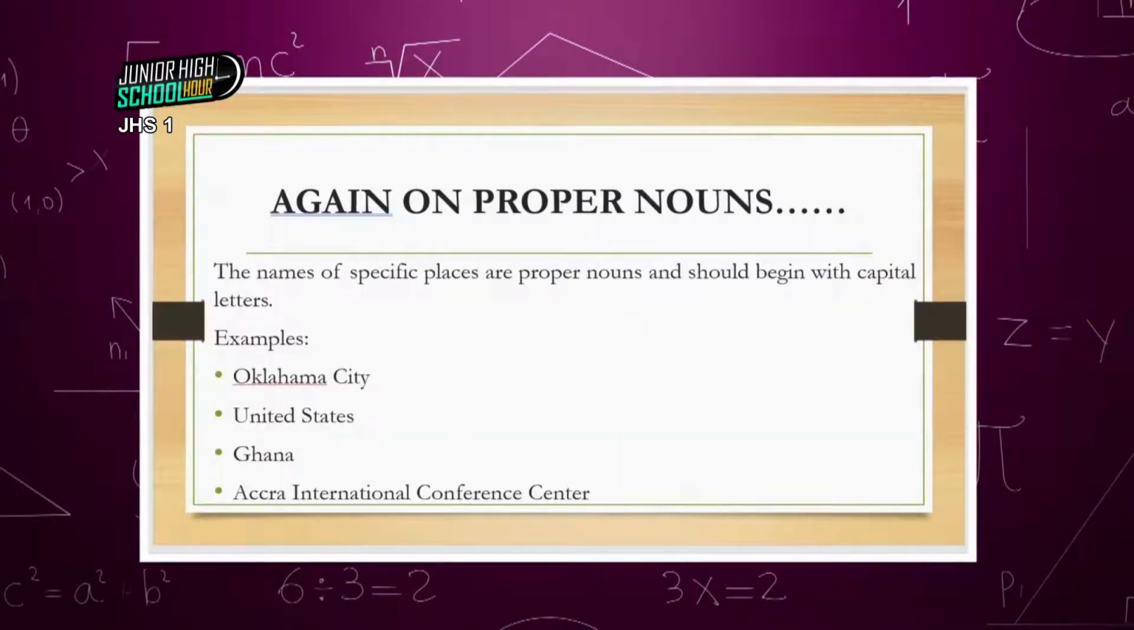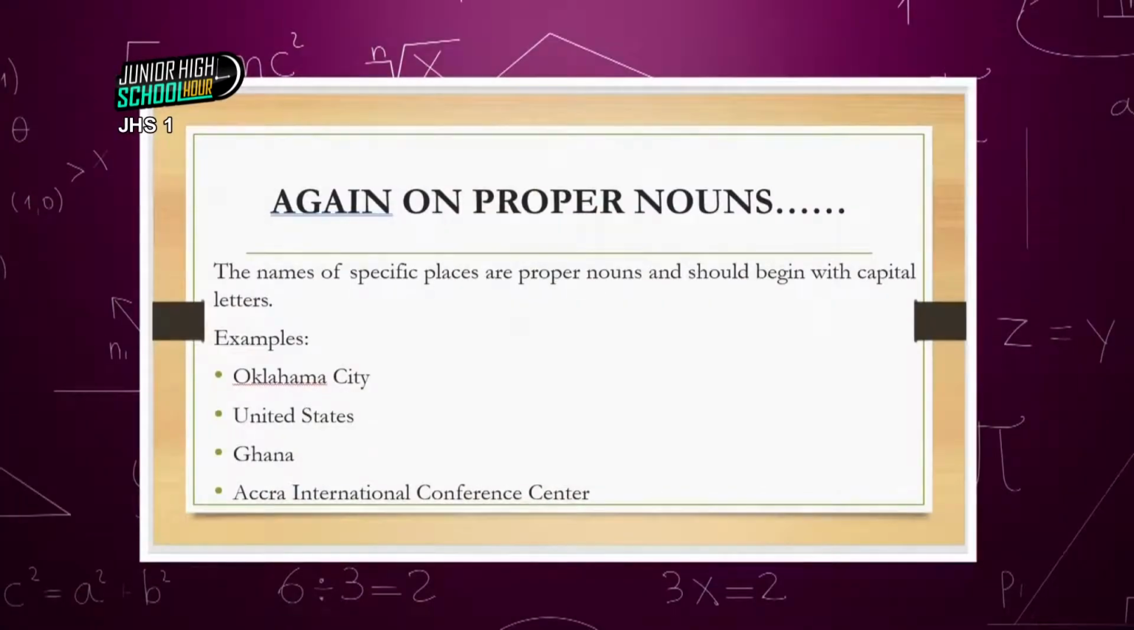So again, on proper nouns, the names of specific places are proper nouns and should be given capital letters. For example, we have Oklahoma City. We have United States, Ghana, of course, my motherland, and then we have Accra International Conference Center. They are all names of places, and so they are given capital letters right from the beginning, or wherever we find them in a sentence.